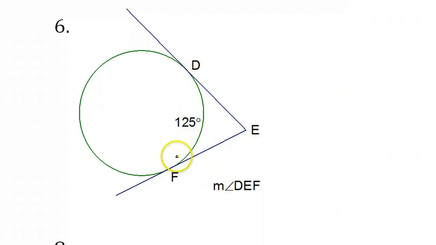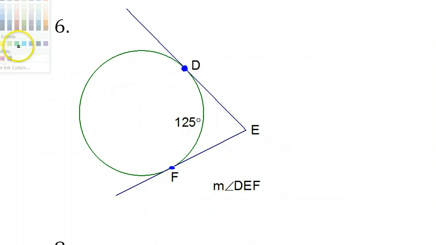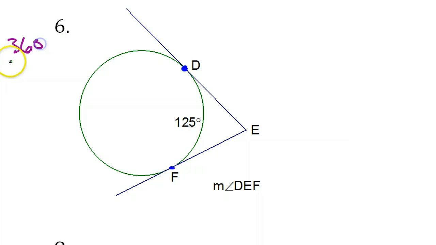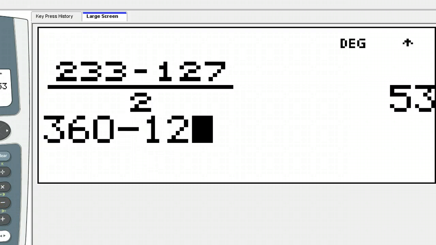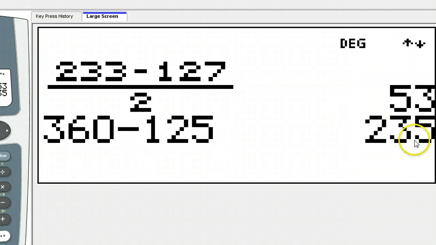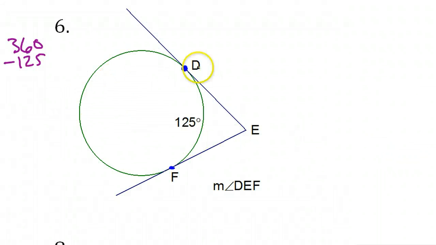Now looking at problem number 6. This time they only gave us one arc, but that does not bother us at all, because we know that the entire circle is 360 degrees. So if I want to find the rest of the circle, the major arc, all I have to do is go 360 minus 125. That's 235 degrees. So that tells me that the major arc out here is 235 degrees.